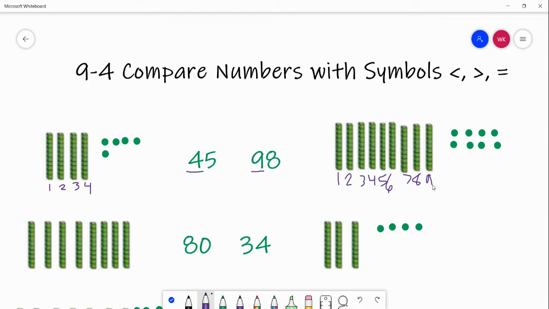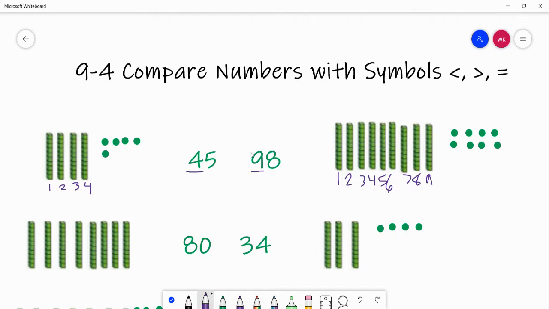In this case, we don't even need to look at our ones place, because looking at both of our tens places, we have 4 tens rods in 45 and we have 9 tens rods in 98. And 9 is greater than 4, so 9 tens or 90 is greater than 4 tens or 40. We don't even need to look at the ones place, even though we still can. But we are able to put our symbol in this problem.